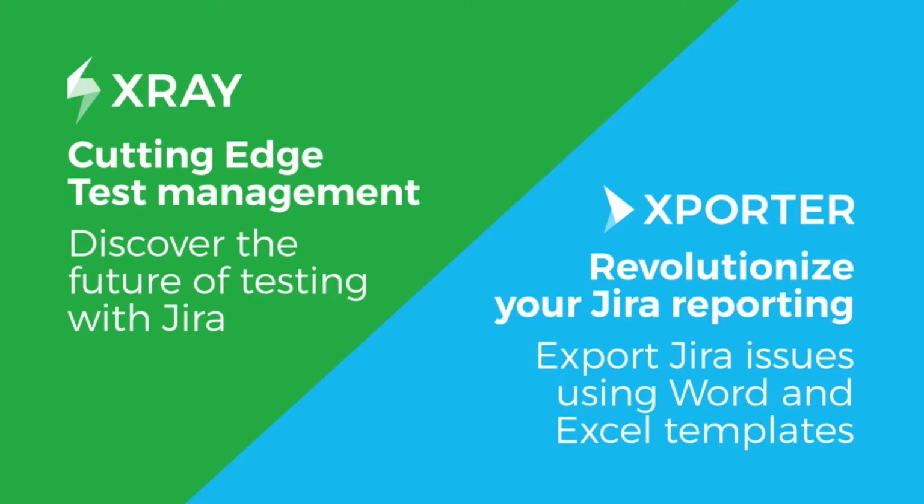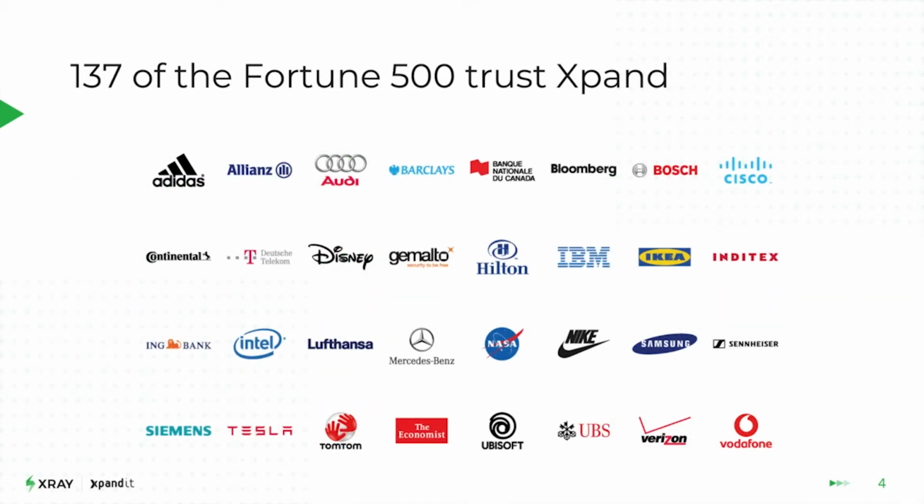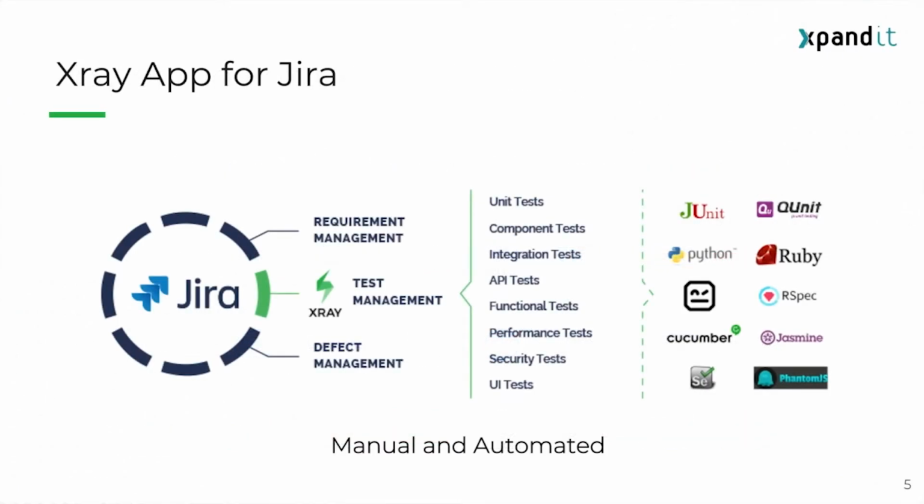So Exporter is also able to get reports from the Xray information, in this case specifically about the testing part. In terms of numbers, just to give you very brief information, we have more than 5,000 customers currently trusting Xray. Some of them, as you can see, are really important ones that have already realized that Jira could be the central point of information. They can have both development teams and test teams working in the same tool, and this is pretty much what you can see here.